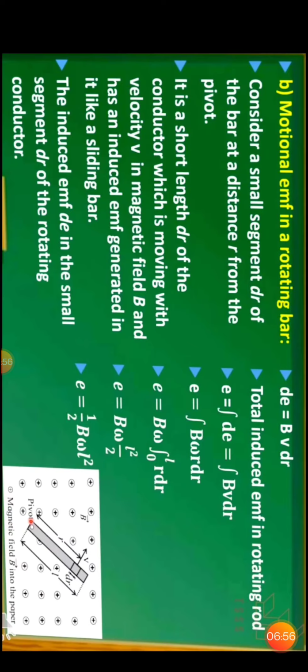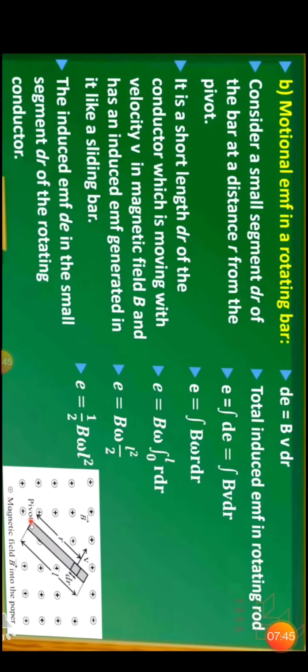The induced EMF dE in the small segment dr of the rotating conductor is dE is equal to Bv dr. Now the total induced EMF in the rotating rod, E is equal to integration of dE, which is equal to integration of Bv dr. Therefore, we get the equation E is equal to integration of B omega r dr.